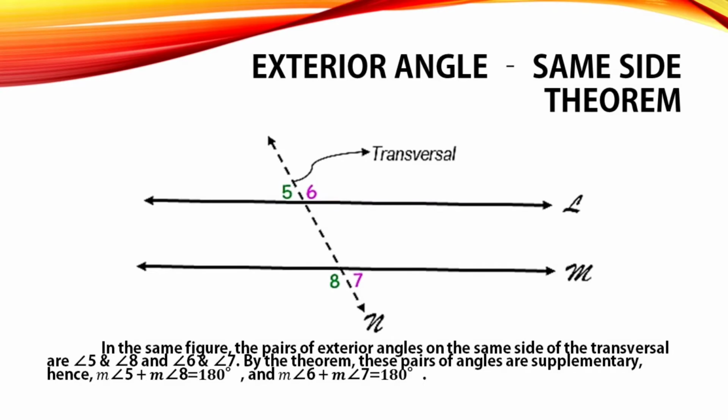So using the same figure, the pairs of exterior angles on the same side of the transversal are angle 5 and angle 8, angle 6 and angle 7. By the theorem, these pairs of angles are supplementary. Hence, the measure of angle 5 plus the measure of angle 8 is equal to 180 degrees, and the measure of angle 6 plus the measure of angle 7 is equal to 180 degrees.